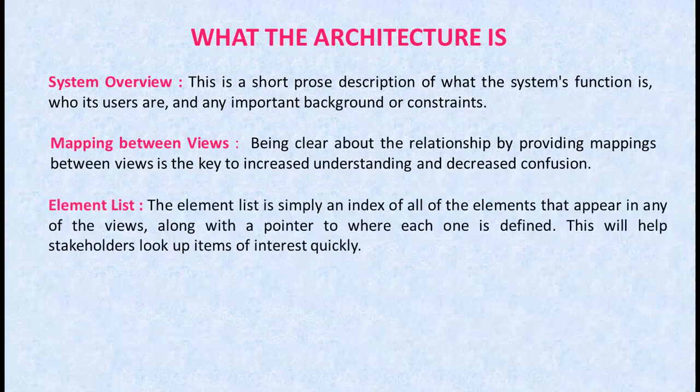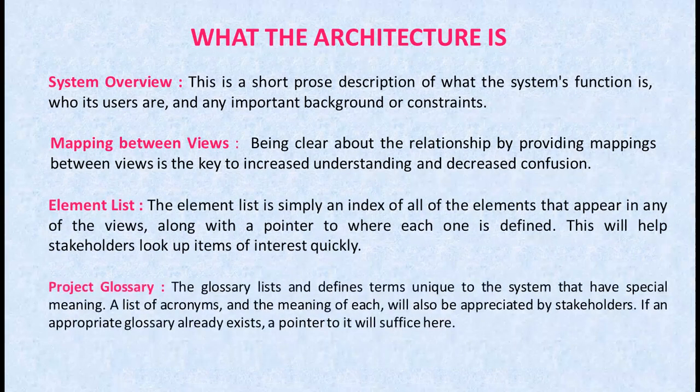Now the third one is the element list. The element list is simply an index of all the elements that appear in any of the views along with the pointers to where each one is defined. This will help stakeholders look up items of interest quickly. And the fourth one is the project glossary. The glossary lists and defines terms unique to the system that have a special meaning. A list of acronyms and the meaning of each will also be appreciated by the stakeholders. If an appropriate glossary already exists, a pointer to it will suffice here.